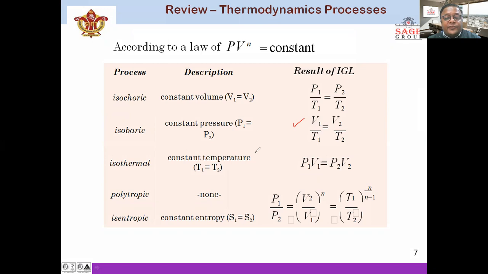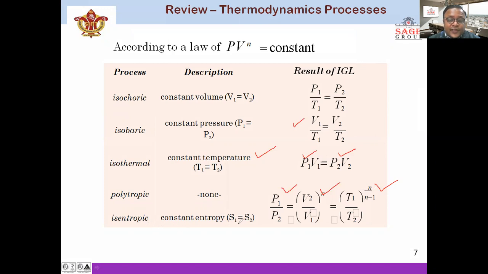Isothermal process, where the temperature remains constant: PV = C, also written P1 V1 = P2 V2. And the polytropic process, where no parameter is constant, but the relationship is P1/P2 = (V2/V1)^n = (T1/T2)^(n/(n-1)). These are the fundamental formulas used in the polytropic process.